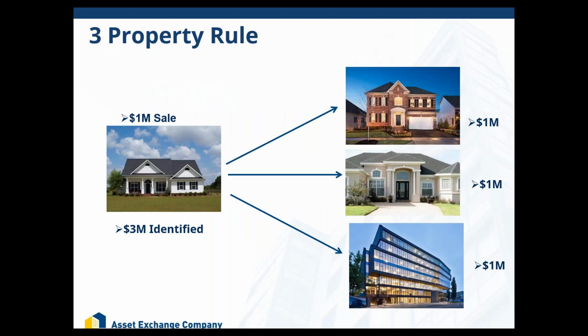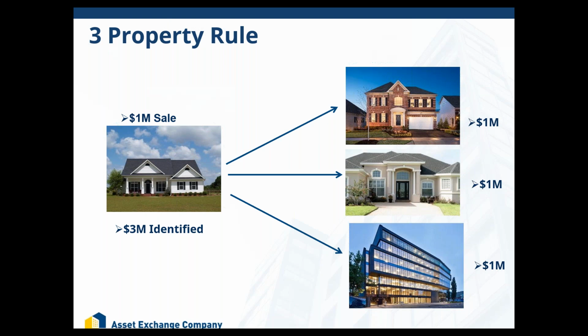So here we go. All right, so again, here's the 3-property rule. If you identify 3 properties or less, the purchase prices can be any dollar amount. It does not matter, all right? So here's a quick example. Let's say we sell our relinquished property for $1 million. Now we go out, we identify 3 properties. Because we identified 3 properties, we're in the 3-property rule.